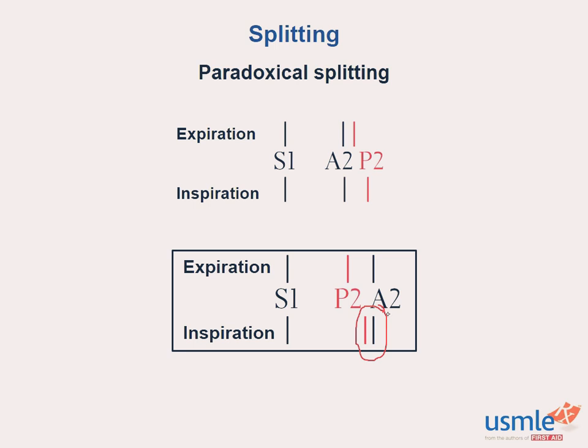During expiration, we see that the splitting is exacerbated. It's wider. So this is a concept to remember, that paradoxically, A2 occurs after P2, but the normal physiologic splitting still occurs in this situation, where pulmonic valve closure is later or delayed during the inspiratory phase because of the increase in right ventricular volume.